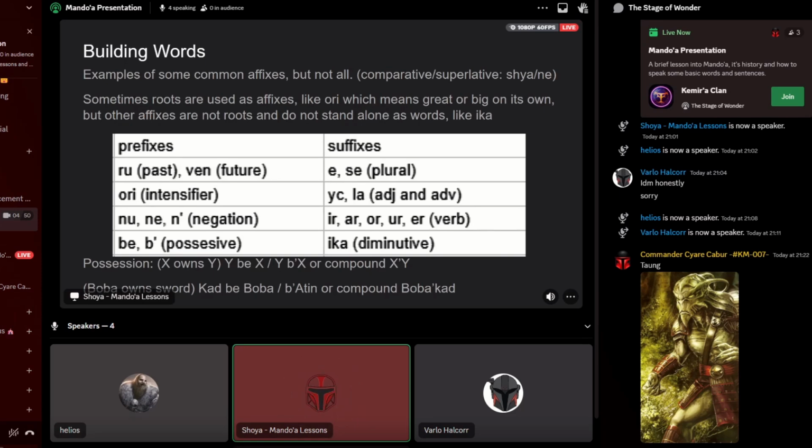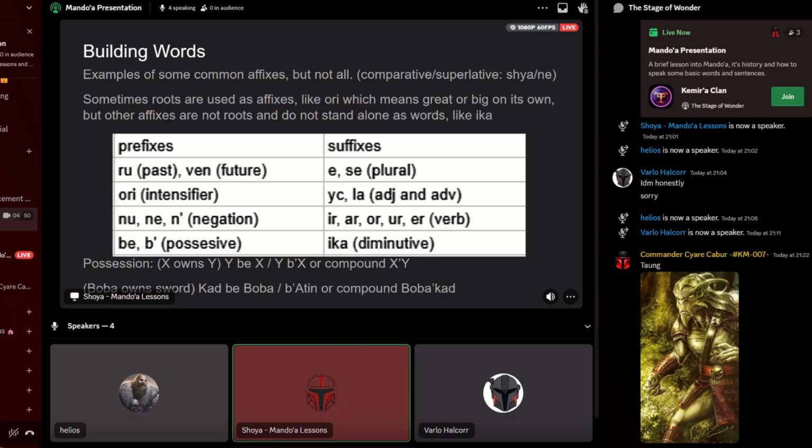Apologize for the pixels on that photo. I don't know why it's so low res, but these are some of the affixes that you can use. As I mentioned before, the comparative is sha, shya, and the superlative is ne. So like jate is good, jate sha is better, and jatne is best. You can say ori, which is, as I said, sometimes roots can be used as affixes. Ori is its own root, which means great or big on its own.